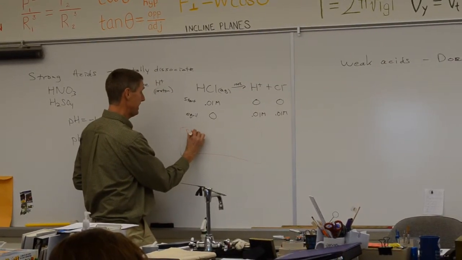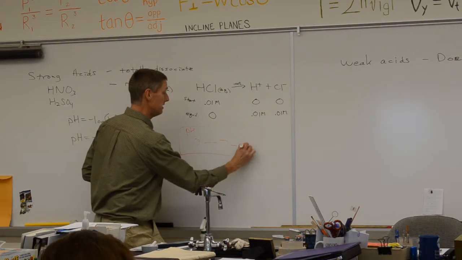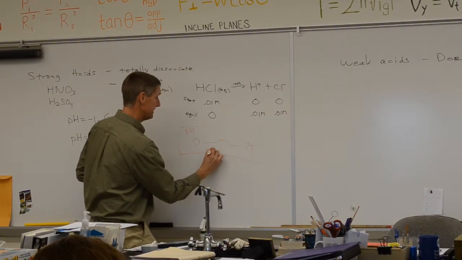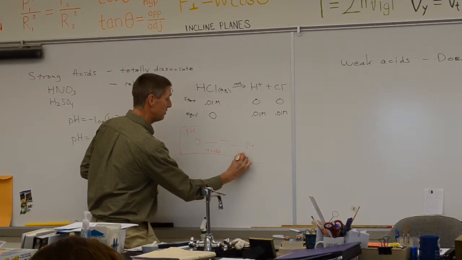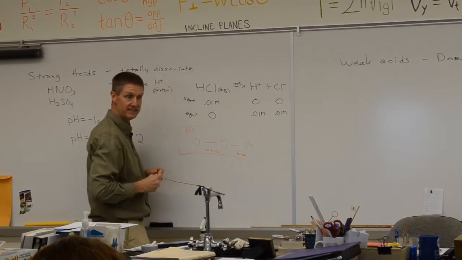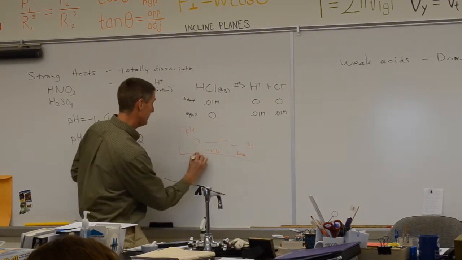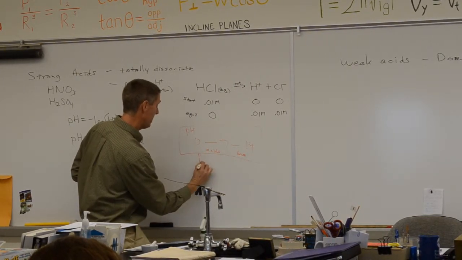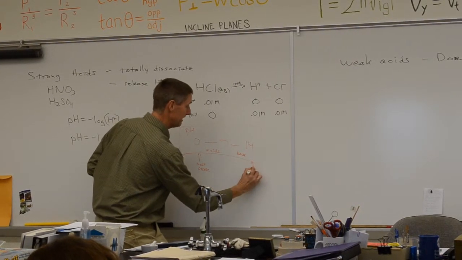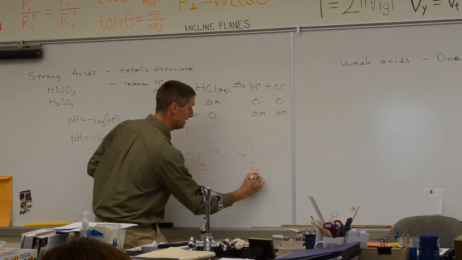But remember that the pH scale goes from 0 to 14. 0 to 7 are our acids, 7 to 14 are our bases. The 0 is where we are the most acidic. The 14 is where we are most basic.